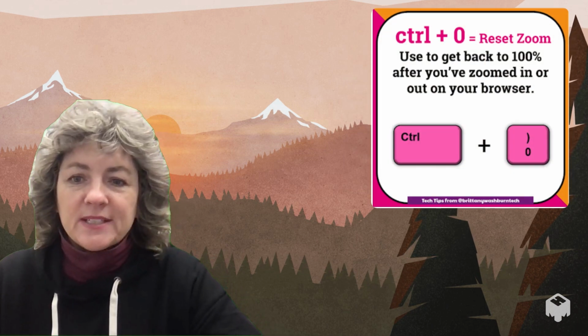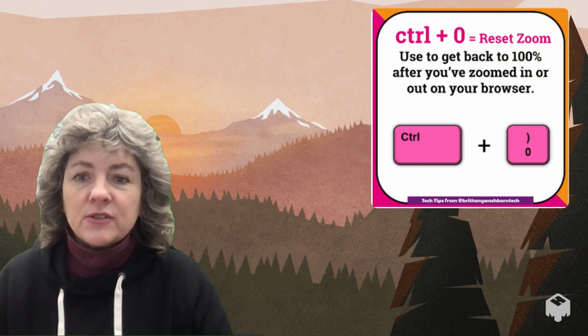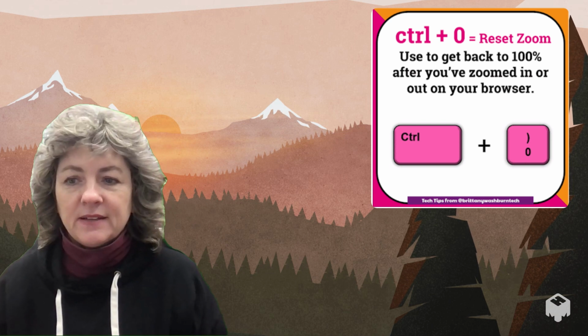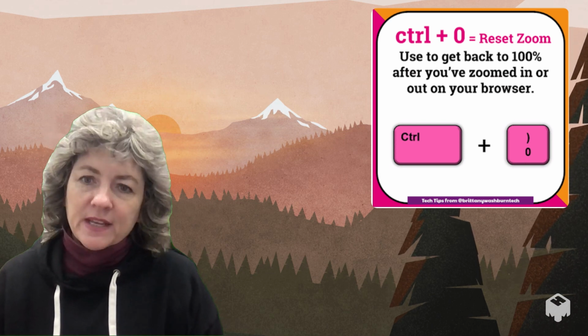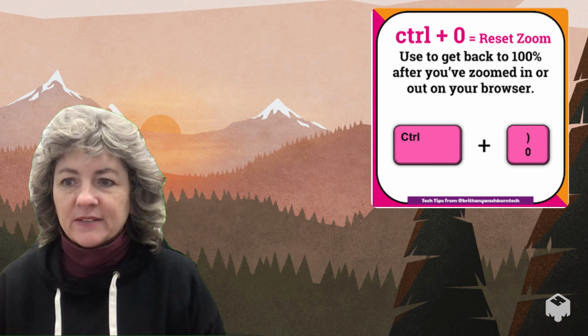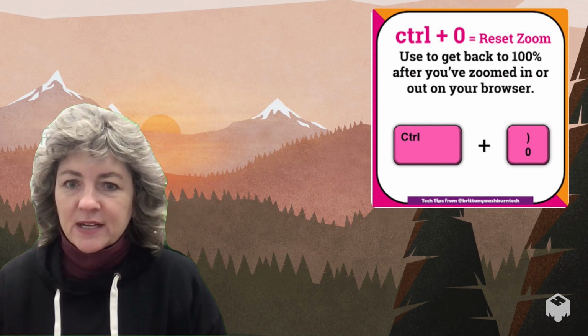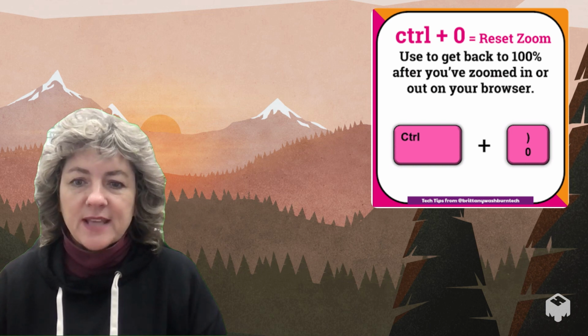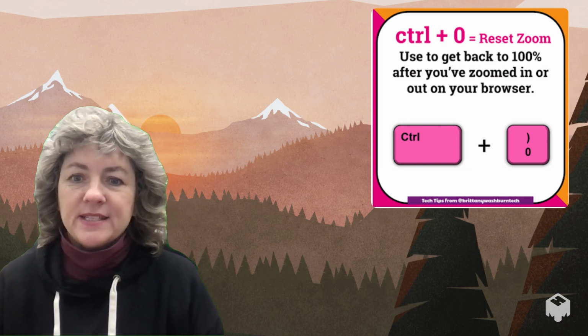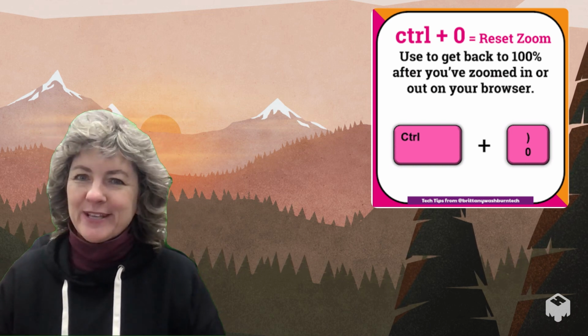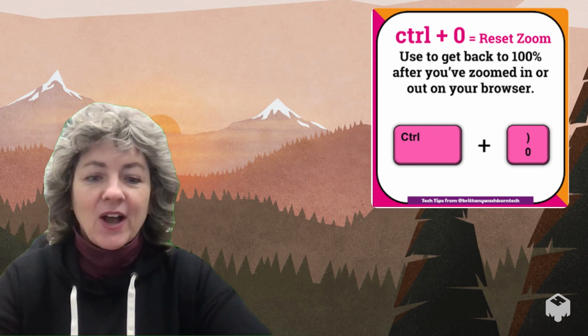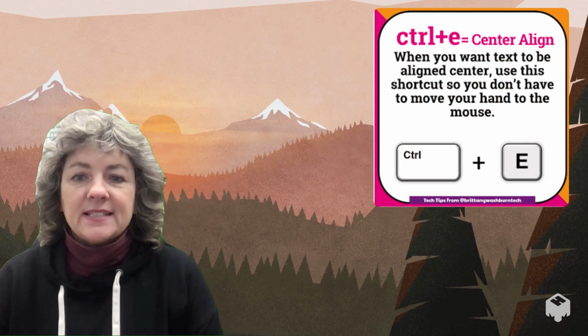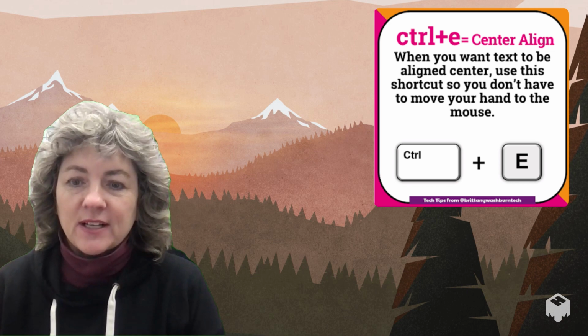All right, the next tip I want to talk to you about is resetting the zoom. So sometimes you want to pan in way above 100%, and then you have to find the little magnifying glass and try and get it back down to 100%, whatever. If you just tap in Control and 0, you're back to 100%. Really that easy.